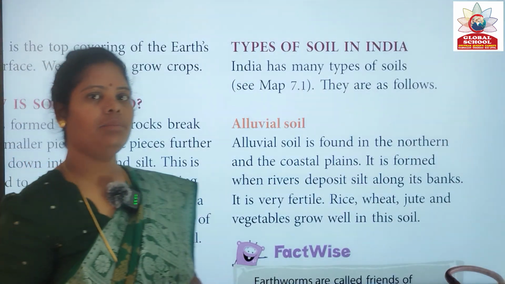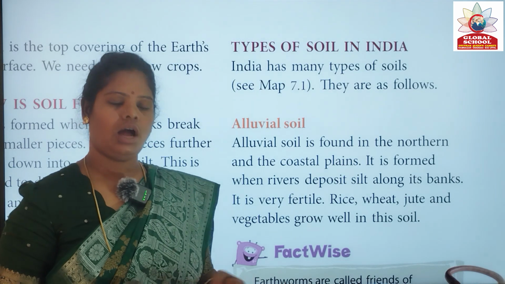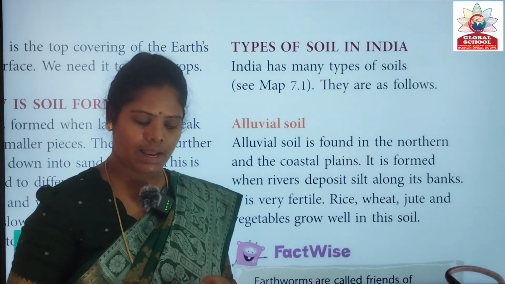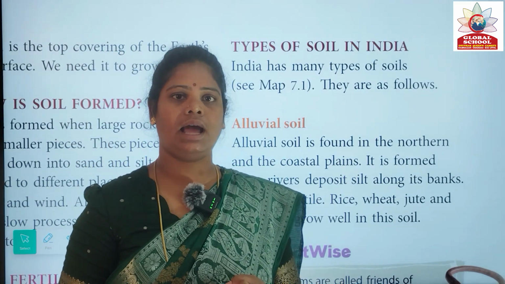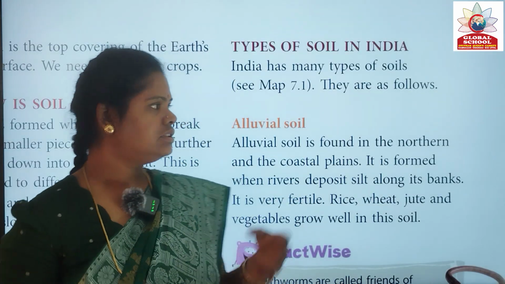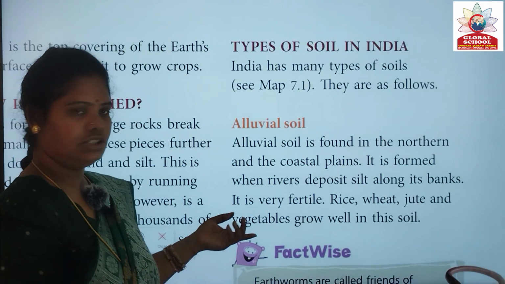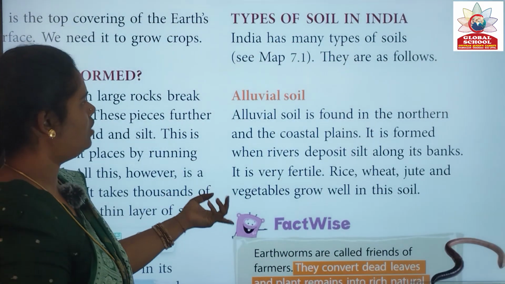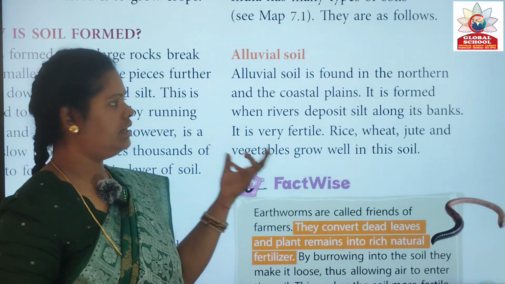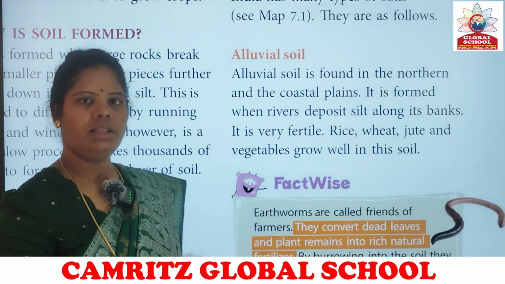Now let us learn about types of soils. The different types of soils are alluvial soil, black soil, also called black lava soil, laterite soil, mountain soil, and even red soil. Okay, we'll start with the alluvial soil. First we will learn what an alluvial soil is, where it forms, and which type of crops will be grown in the alluvial soil.